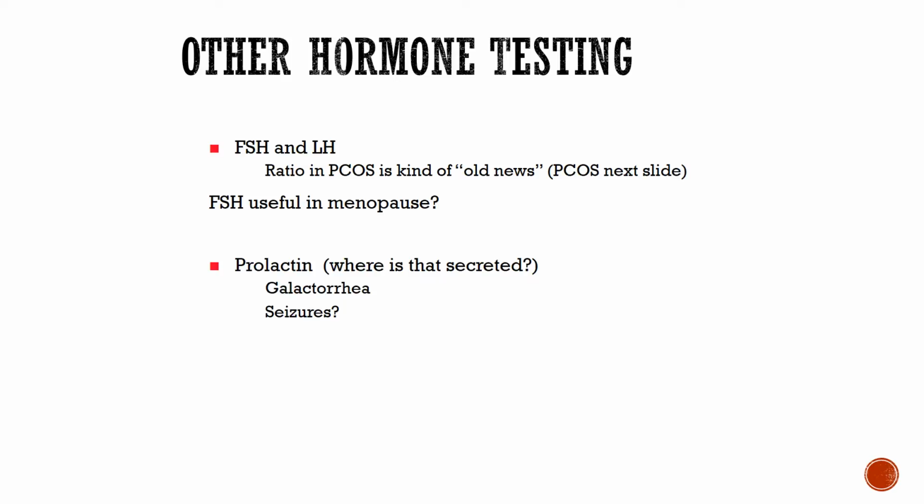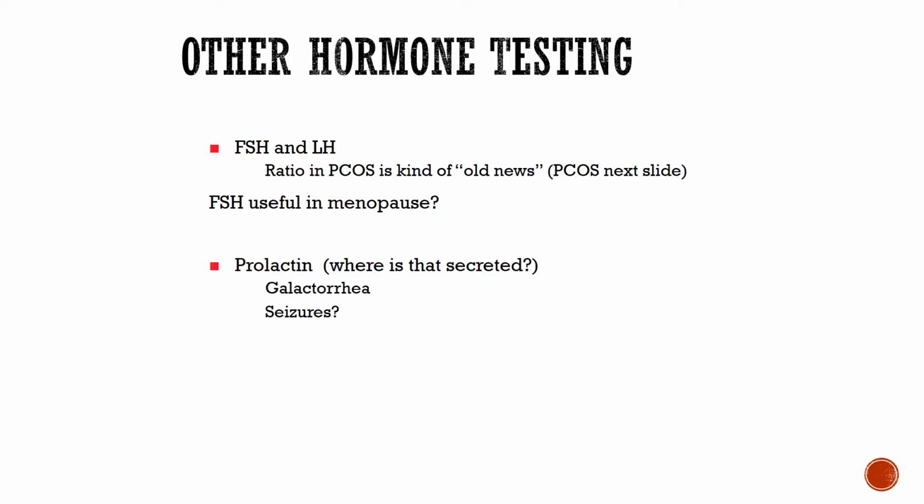The ratio of FSH and LH used to be used a lot in PCOS as far as diagnosis, polycystic ovary syndrome. Pretty much has fallen out of favor, although you will still see some folks do it. The Rotterdam criteria really doesn't include anything in relation to that. So for most people, it's just an exercise in intellectual exercising, I guess.